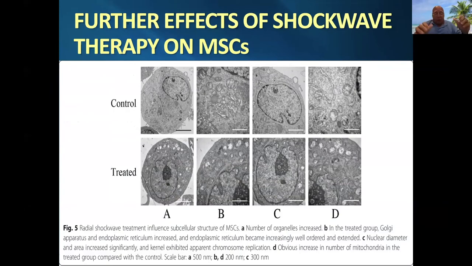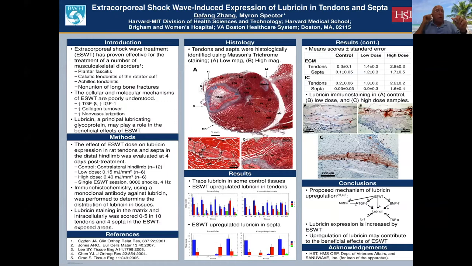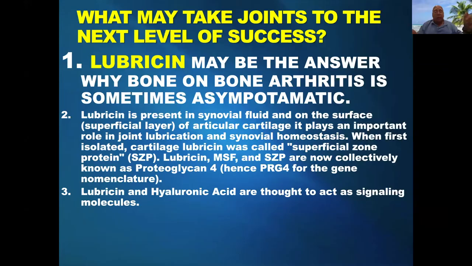Now, another thing about shockwave therapy is it produces something called lubricin, okay? Lubricin is like a very high-powered hyaluronic acid. This is why shockwave therapy can work very well on tendons, because that lubricin basically can help that tendon glide a lot smoother. Lubricin is very important in regenerative medicine, and we'll see, as is hyaluronic acid, okay? I think sometimes lubricin may be the answer why with some bone-on-bone osteoarthritis, the patient's still saying, doc, I don't really have too much pain. I'm still able to do things, probably because of the lubricin. It's like a very high-powered hyaluronic acid.